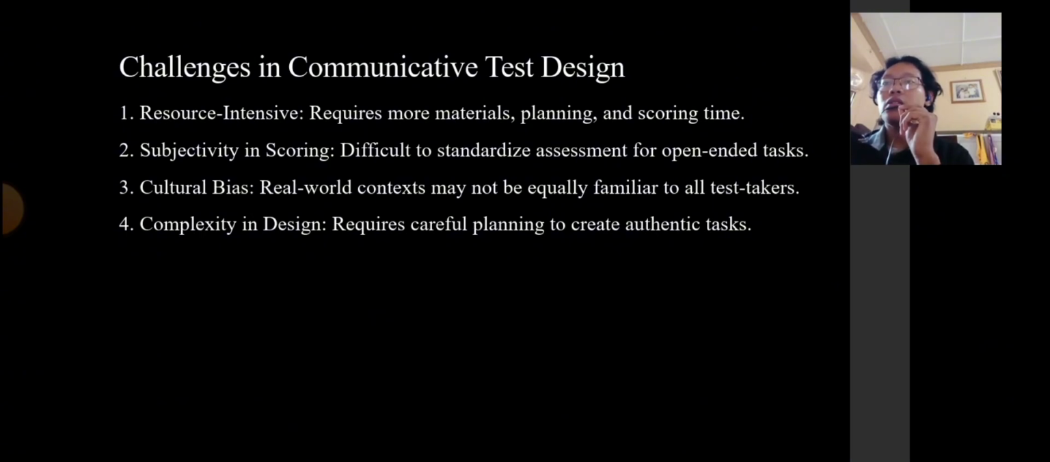The next is cultural bias. Tasks may include scenarios that are more familiar to some test takers than others, affecting fairness. And then the last is complexity in design. Crafting authentic and effective communicative tests requires careful planning to balance real-world relevance with assessment standards.